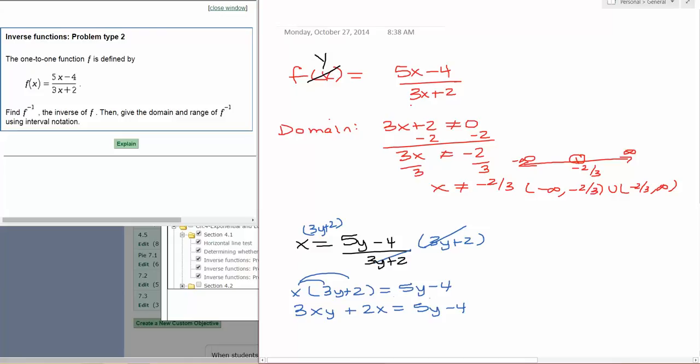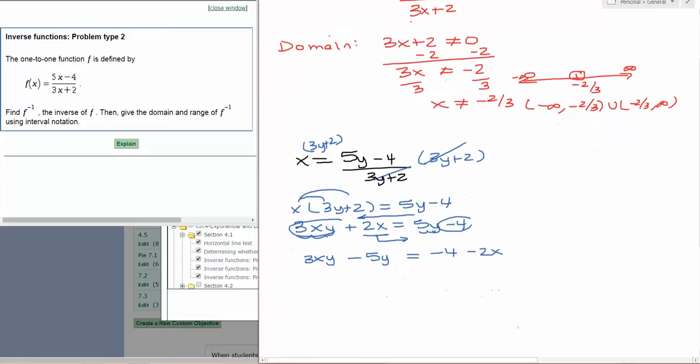Since we're trying to solve for the letter y, I want to get all the terms that have a y on the left-hand side. So I need to subtract the 5y to the left. In the same step, I can take this 2x, since it doesn't have a y, and subtract it to the right. So I bring down 3xy, and the 5y is coming over, so minus 5y equals, bring down negative 4, and the 2x is being subtracted to that side.